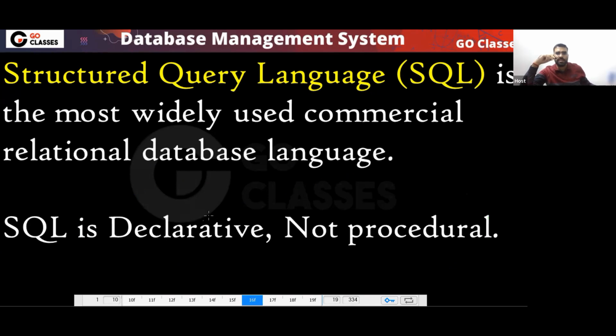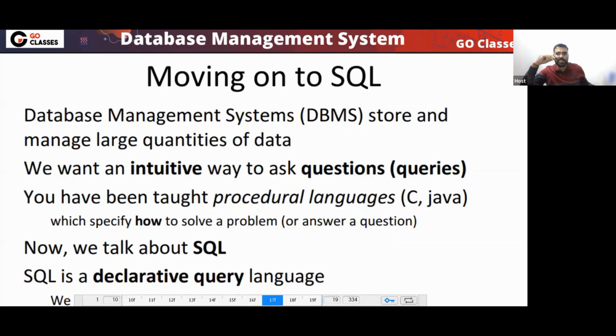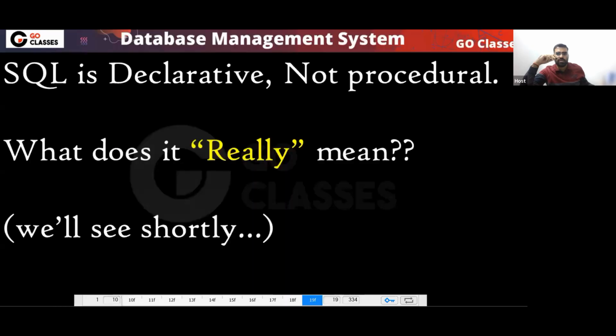See, in SQL, you will mention what you want. You don't have to define how this will be evaluated. Basically you just have to say what you want, nothing else. You only have to tell what you want. You don't have to give the step by step procedure.